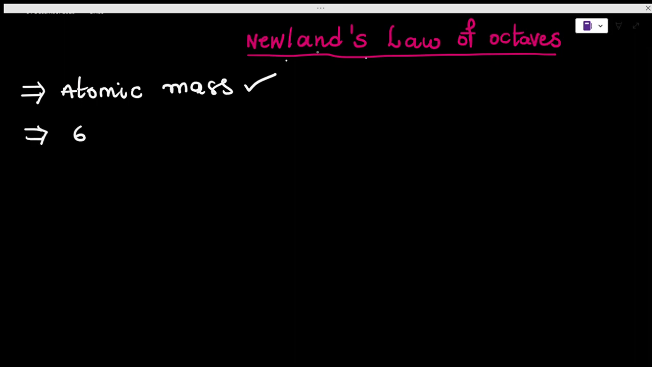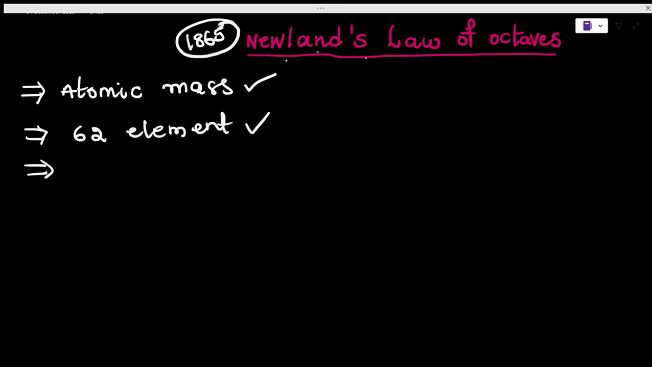Second point, at the time of Newlands only 62 elements were present. This theory was postulated in the year 1865. At the time of Newlands' law of octaves, noble gases were not discovered, so noble gases were not present at that time. These 3 points we have to remember. Whenever he arranged the elements in increasing order, he noticed something new. While arranging now, we should not include the noble gases.